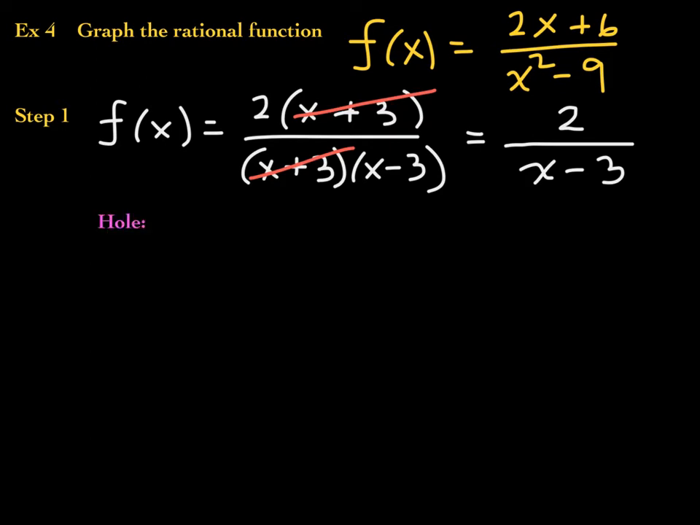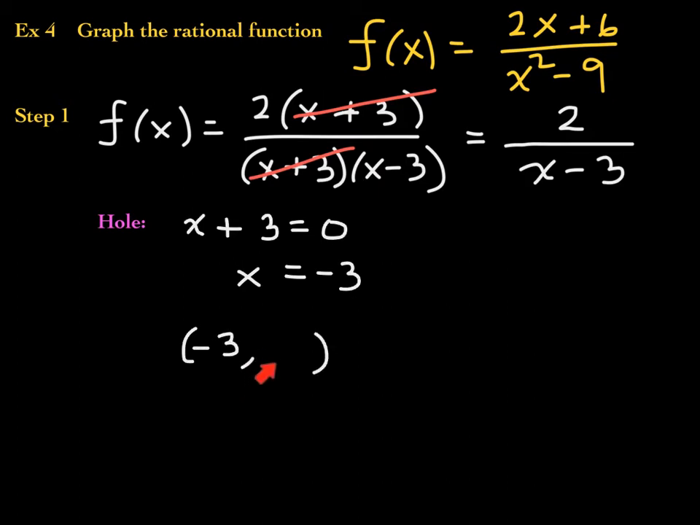You can take the factor that was divided out, x plus 3, set it equal to 0 and solve. And you can see that the hole will exist when x is -3. So the hole will be at -3 comma something.